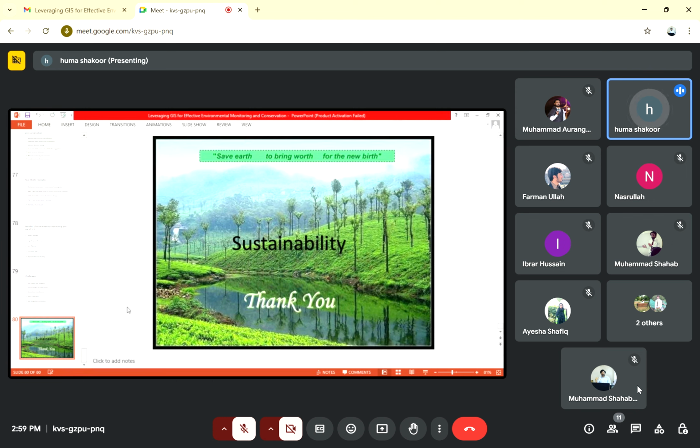This is the last: save the earth to bring the world a new birth. And why we have to do all of these? This is for the purpose of sustainability. You know what is sustainability? That we have to enjoy the natural resources. We have to enjoy all of the benefits, but we protect these benefits for our future generation too. So that is called the sustainability. Thank you so much. If you have any question.